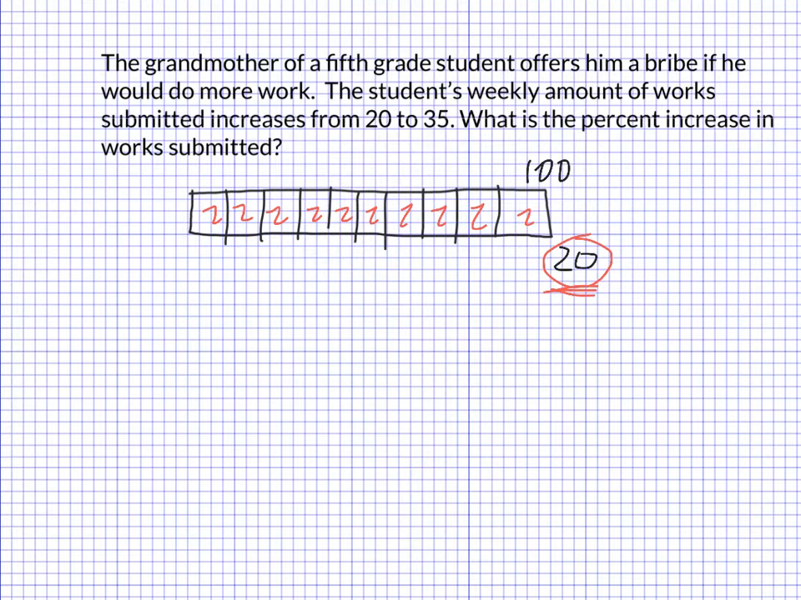Okay, so now we have 35 more. So 35 is 15 more than the 20. So how many extra 2s do we have? So we have 1, 2, I'm going to squeeze it in, 3, 4, 5, 6, 7. 7 more 2s, that gets us to 14.